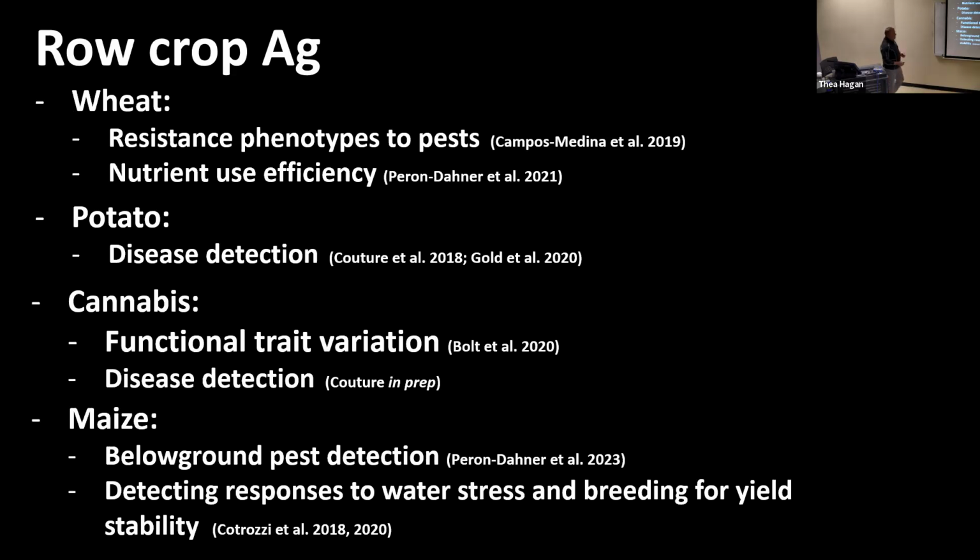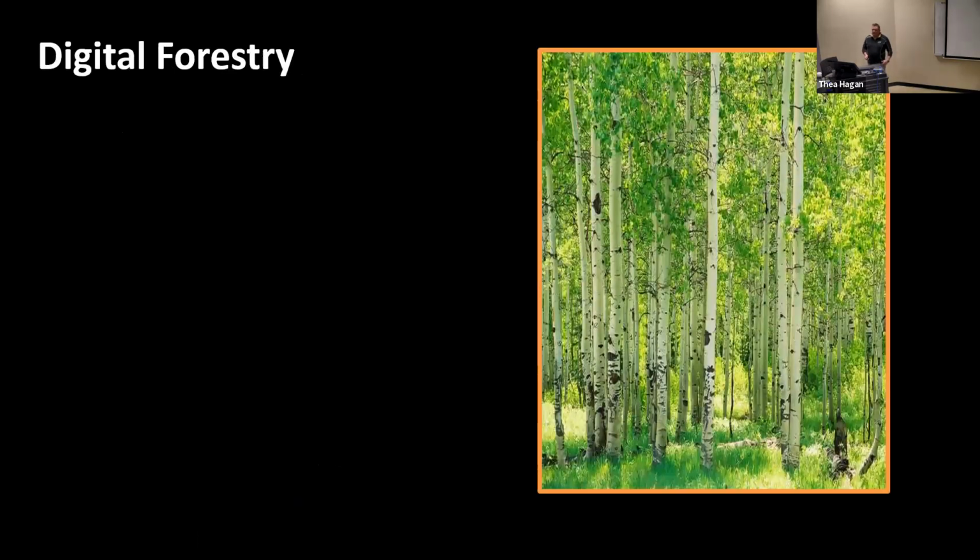That's kind of corn and soybean up there. We worked a lot in potato when I was at Wisconsin. We moved into cannabis, both for chemical detection and disease detection, and then a lot of work in maize and oil. But what I'm going to talk about today is more forestry.